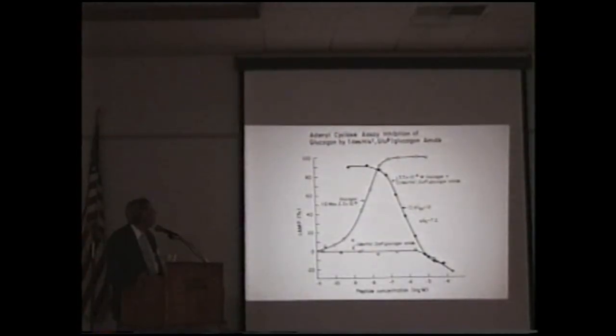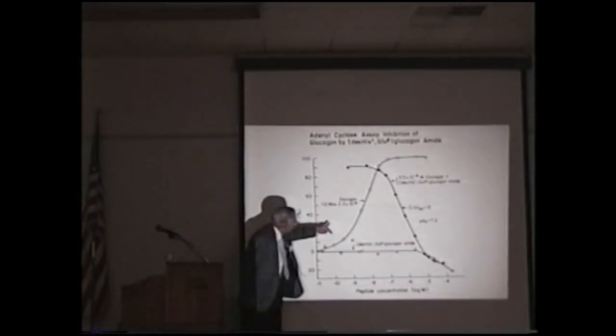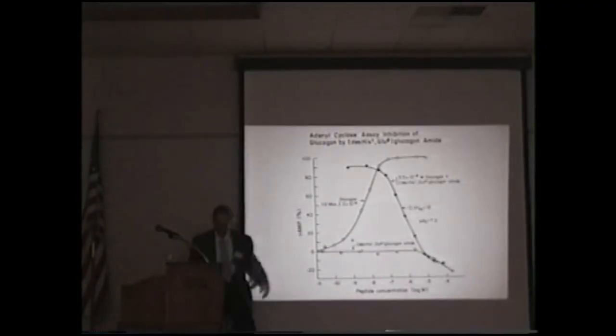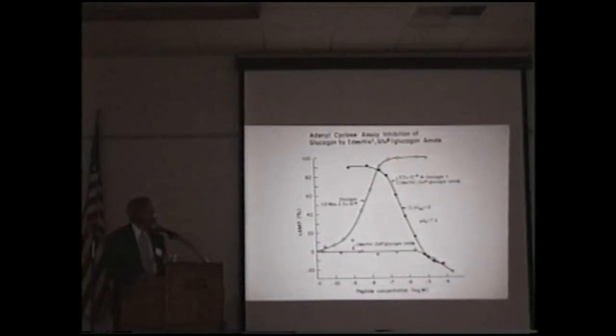There we are. So we're measuring cyclic AMP, which is the end point of the hormone action, and across the bottom is peptide concentration. The curve that goes up is the glucagon activity curve for cyclic AMP. The bottom curve that's flat is the activity of the antagonist. So it had no activity way out.